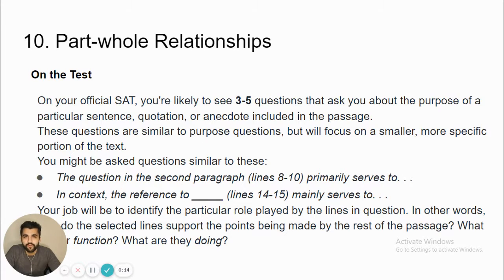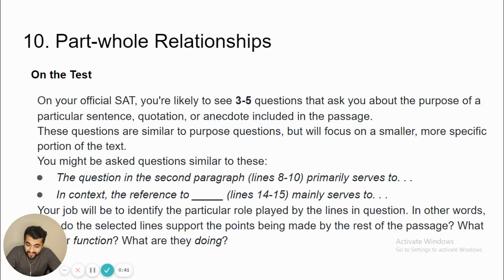Hi. So in this video, we will cover part-whole relationships questions. On your official SAT, you are likely to see 3 to 5 questions that ask you about the purpose of a particular sentence, quotation, or anecdote included in the passage. These questions are similar to the purpose questions but will focus on a smaller, more specific portion of the text.